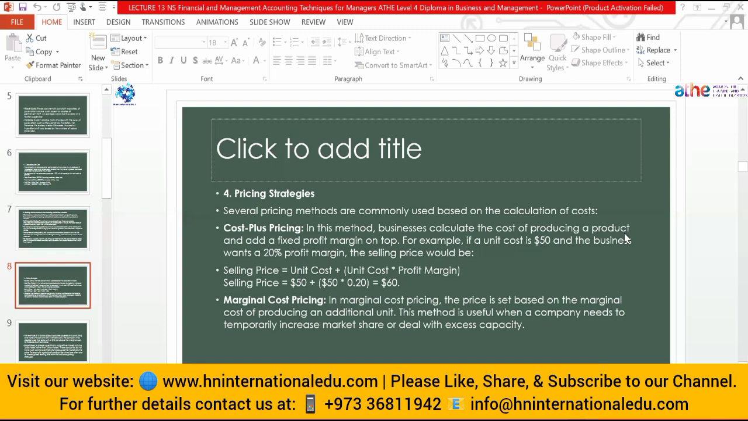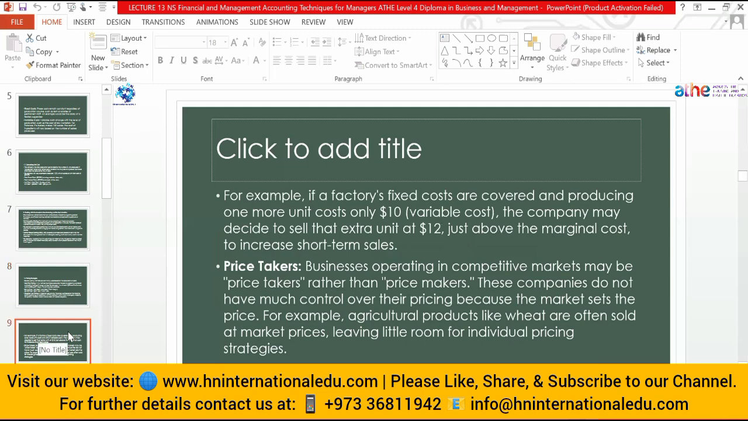This is the reason why we get B-pair dresses, the original dresses, at a lower price too, because they want to get rid of the stock. For example, if a factory's fixed costs are covered and producing one more unit costs only $10, that is the variable cost. Fixed cost cannot be changed, variable is changing. The company may decide to sell that extra unit at $12, just above the marginal cost, to increase short term sales. They were having a lot of excess at the back, and that is the reason they lowered the price and were selling their items.